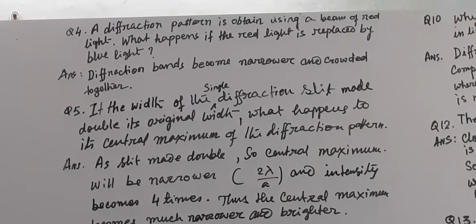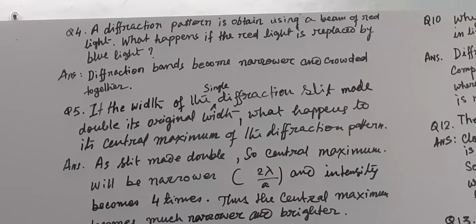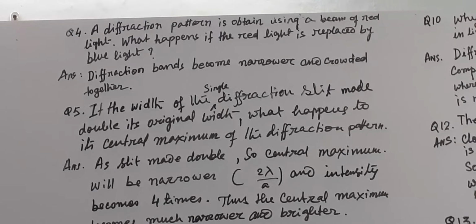Question number 5. If the width of the single diffraction slit is made double its original width, what happens to the central maximum of the diffraction pattern? Answer: as the slit width is made double, the central maximum will be narrower because its width is 2 lambda by a, and intensity becomes 4 times. Thus the central maximum becomes much narrower and brighter.